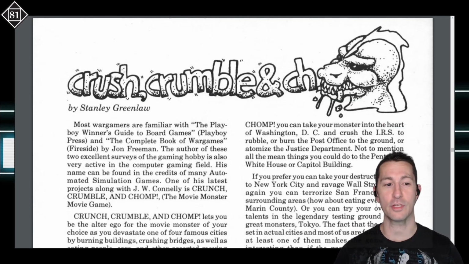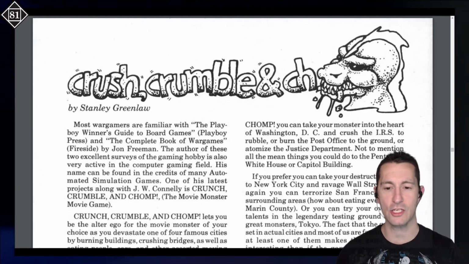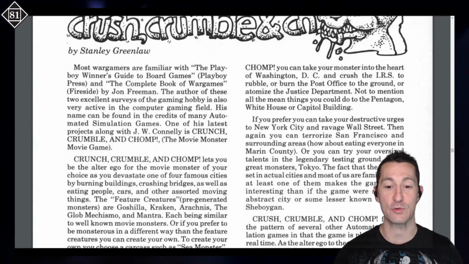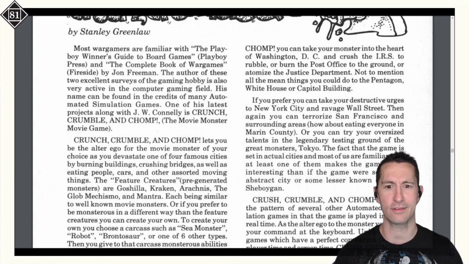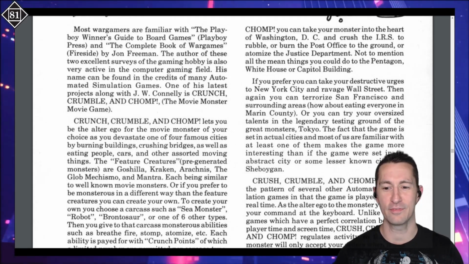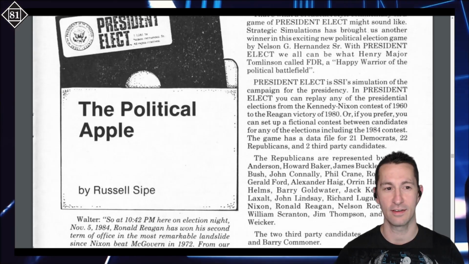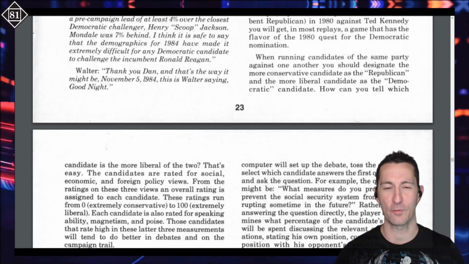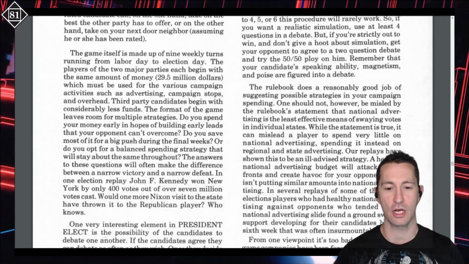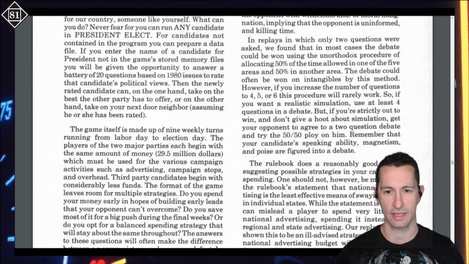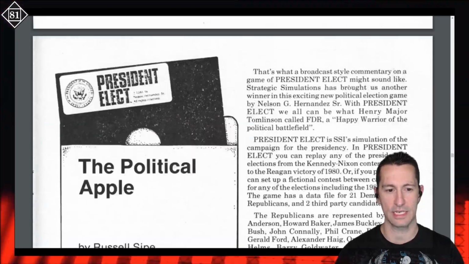And here we go. This is Crush, Crumble, and Chomp. Another strategy game, believe it or not. And it's interesting because this article is saying how it's kind of clunky with the way that you, let me go down to where it talks about the end result of what they believe Crush, Crumble, and Chomp is about. Oh, I think I already passed it. So it's going through several different ones. Yeah, that's the political one.